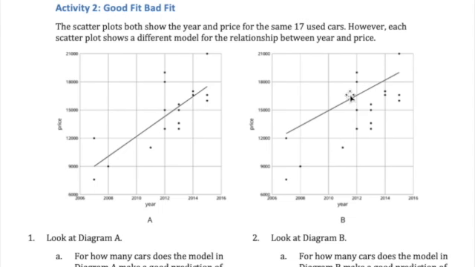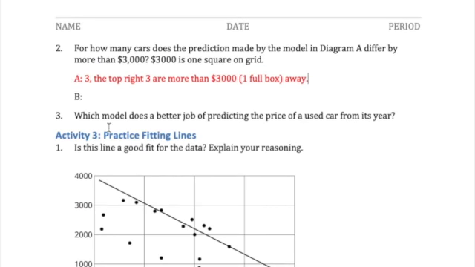This one's way down here. No, I'll say no for that one. 4. No. 5, 6. No, I'll say no for those 2. So we have 6, because these 3 are all within. We had 6 for diagram B that were more than $3,000 off.